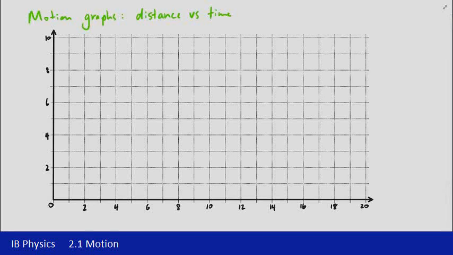In the previous video we looked at definitions for distance, displacement, speed and velocity. We're now going to link them up a little bit in a more graphical way. As you can see here, we've got a graph. We'll be looking at a distance versus time graph to begin with.